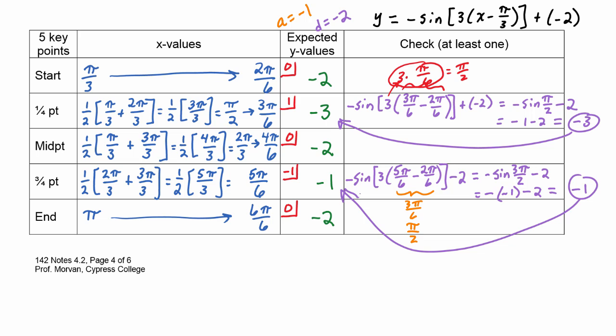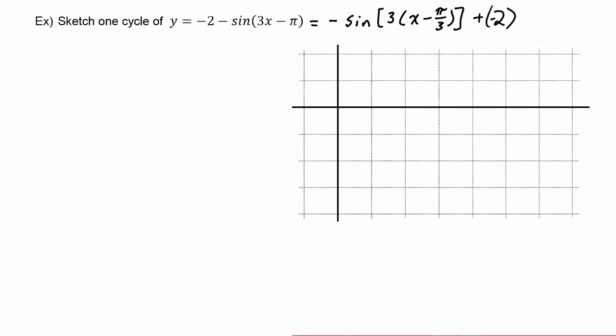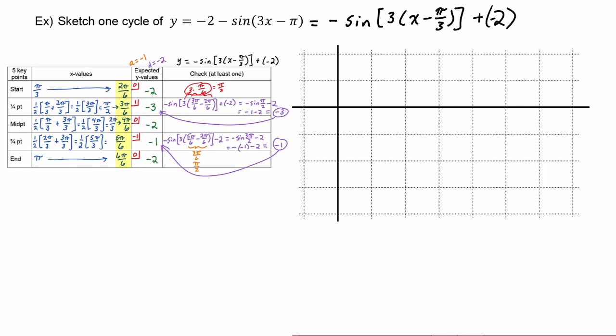Now we're ready to go ahead and plot our points and see what our graph is going to look like. Our x values all have a denominator of 6, so we're going to want our x scale to be pi over 6. So we start with 1 pi over 6, then 2 pi over 6, 3 pi over 6, 4 pi over 6, 5 pi over 6, and 6 pi over 6.